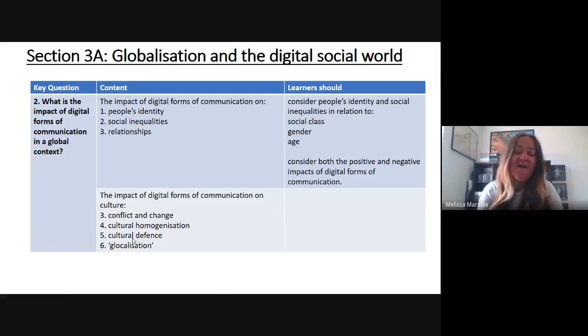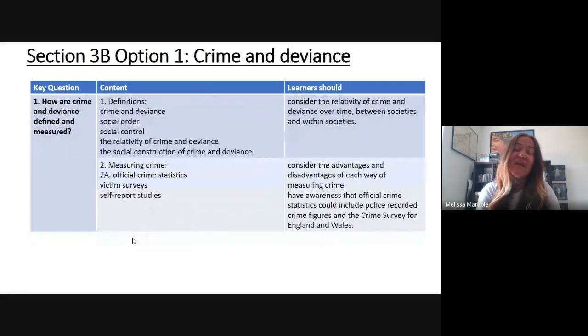Apologies. Okay, and then section B is about crime and deviance. Well, I say it's about crime and deviance. You do have options with section B. First option is crime and deviance. The second option is, I think, education. And then the last option is religion.